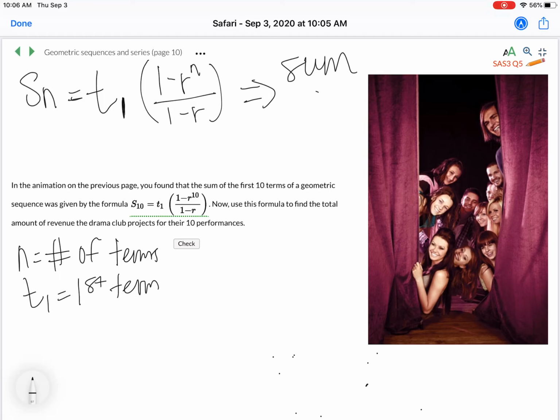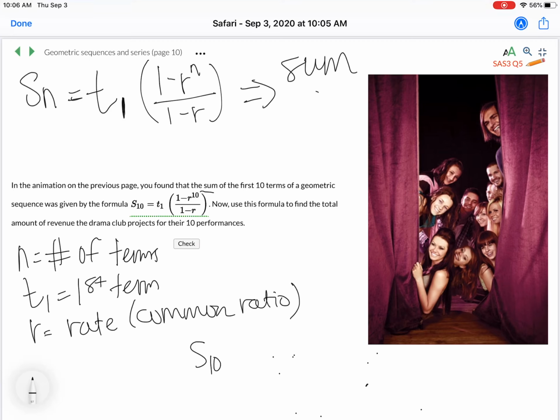T1 is the first term. R is our rate, also known as the common ratio. Okay. So next week, I will show you the easiest way to put this in your calculator.